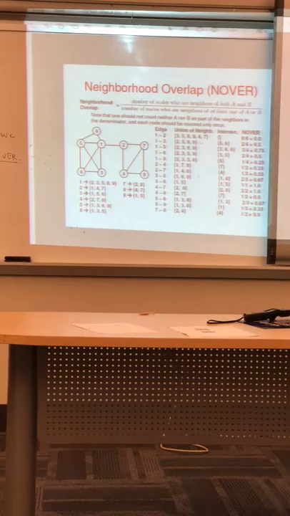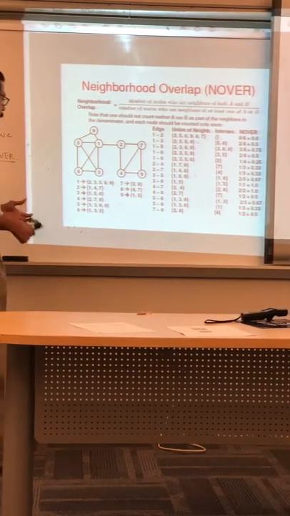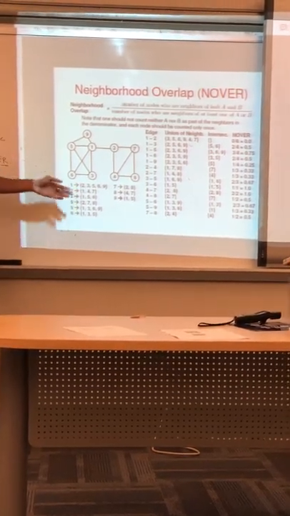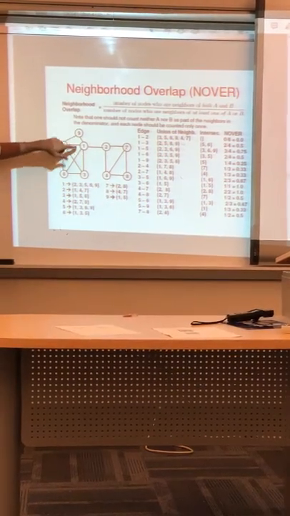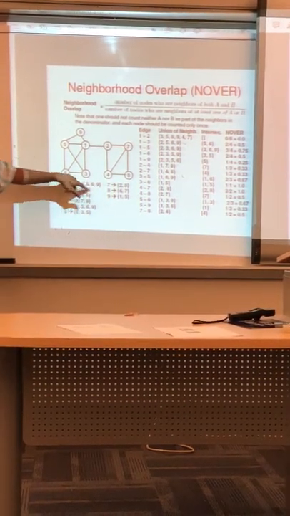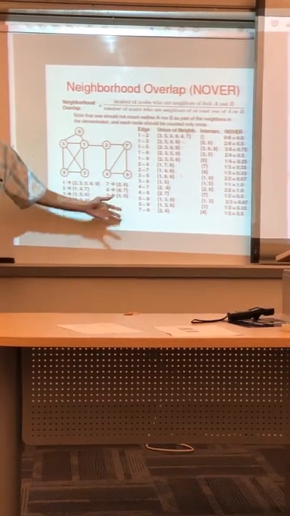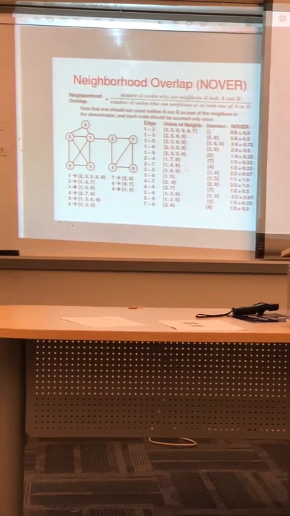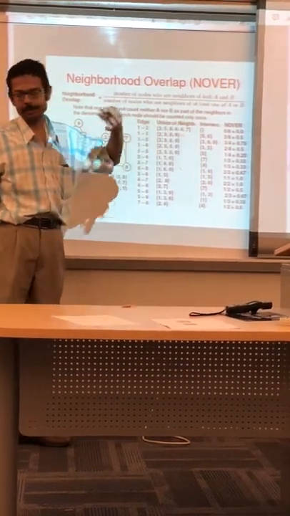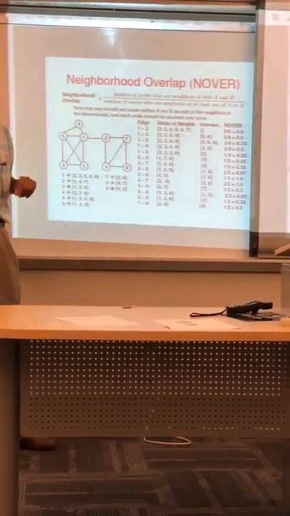So let us see how to determine it for all the edges. So one way is to write down all the neighbors for each vertex. So 1 has 2, 3, 5, 6, 9 as neighbors. So write down all the neighbors for each vertex, and then for every edge, find the union of the neighbors and the intersection of the neighbors.